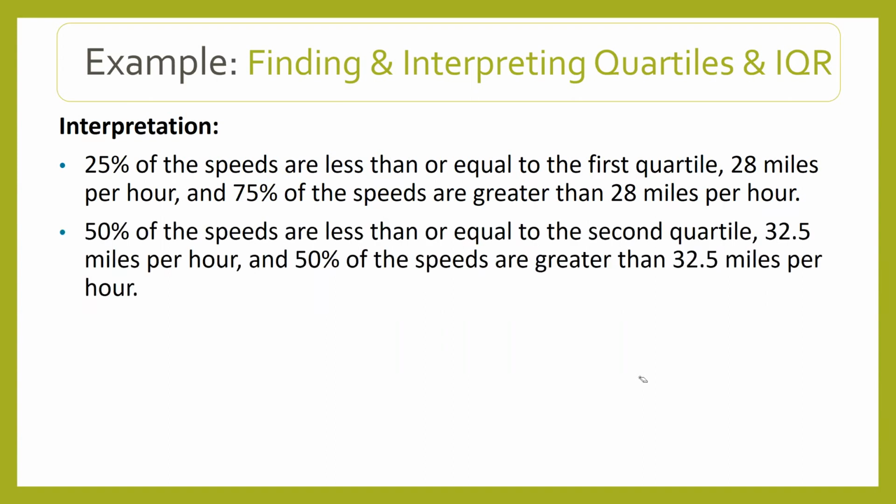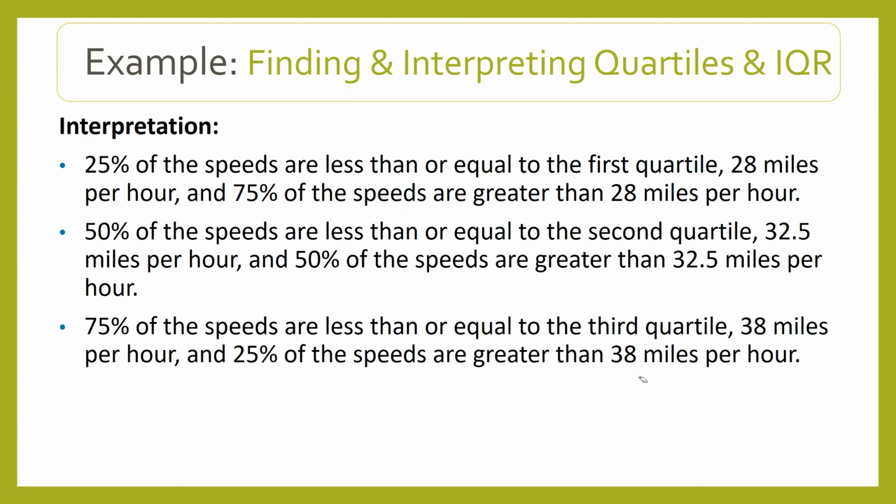For Q2, we are saying that 50% of the speeds are less than or equal to the second quartile, which is 32.5 miles per hour, and 50% are greater than 32.5 miles per hour. The same thing for Q3: 75% of the speeds are less than or equal to 38 miles per hour, and 25% of the speeds are greater than 38 miles per hour.